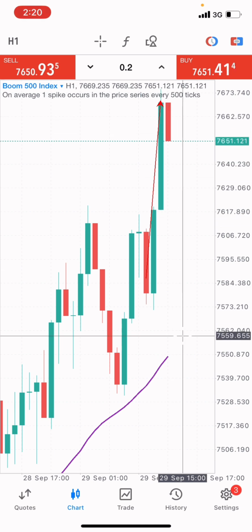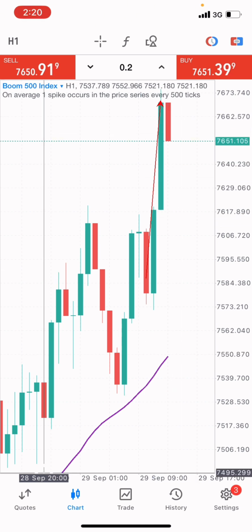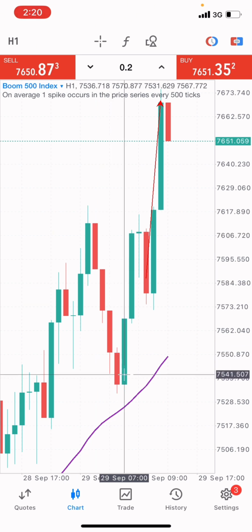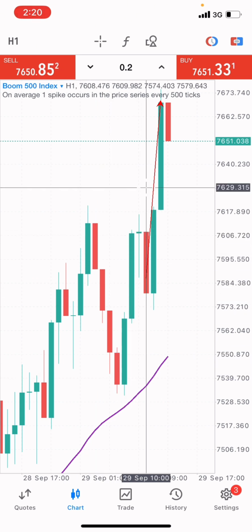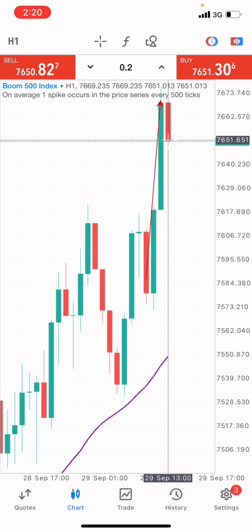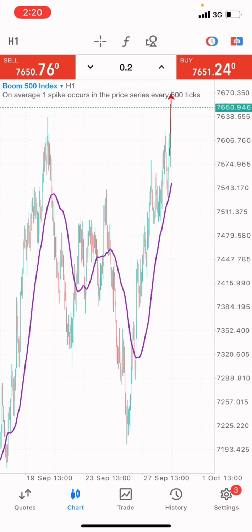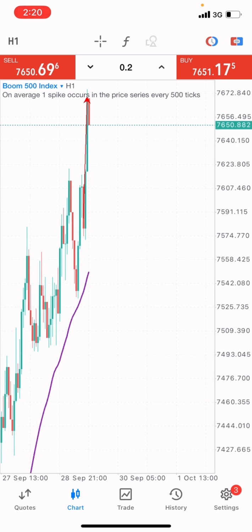Now the market's time is for it to sell. The market bought from here to here, then it's retested. It bought, it retested, it bought. Now it has retested again. If we zoom out right now, we can see that this market has been buying for a very long period of time. So what's going to be the next step right here?